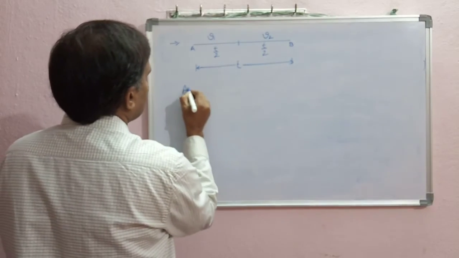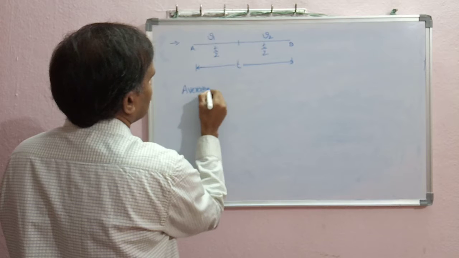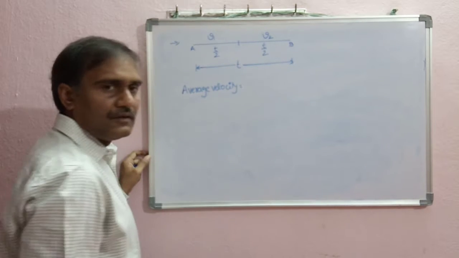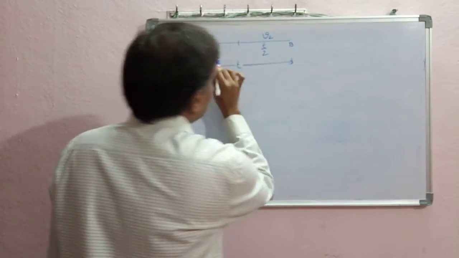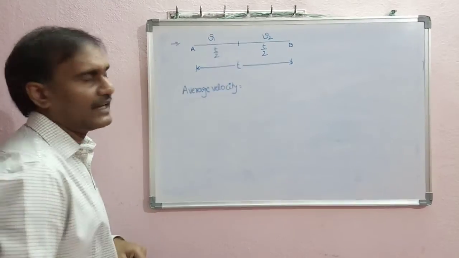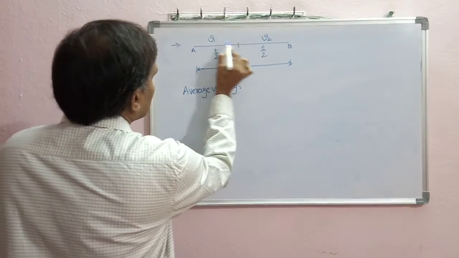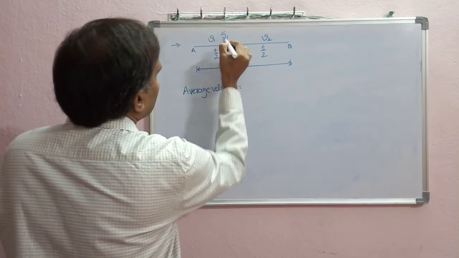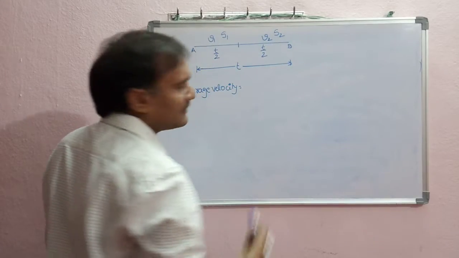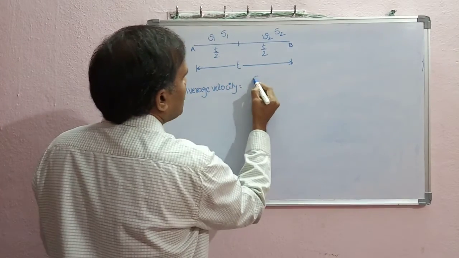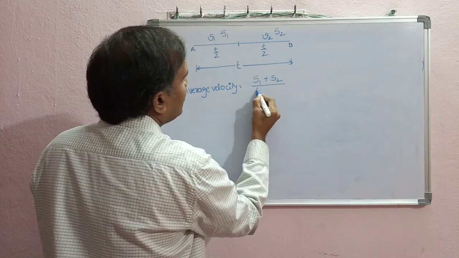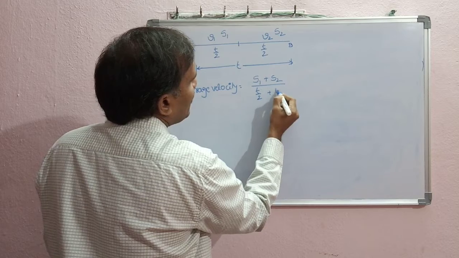Now, average velocity. Distance or displacement traveled by the particle. What is the displacement traveled by the particle? During this time interval, its displacement is s1. During this time interval, its displacement is s2. Therefore, average velocity is s1 plus s2 divided by time interval t by 2 plus t by 2.